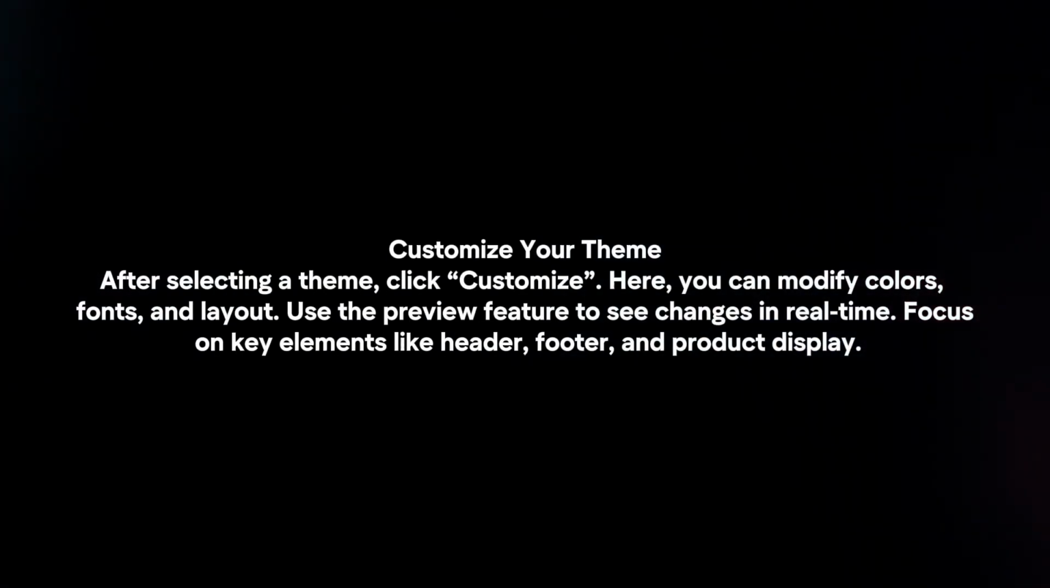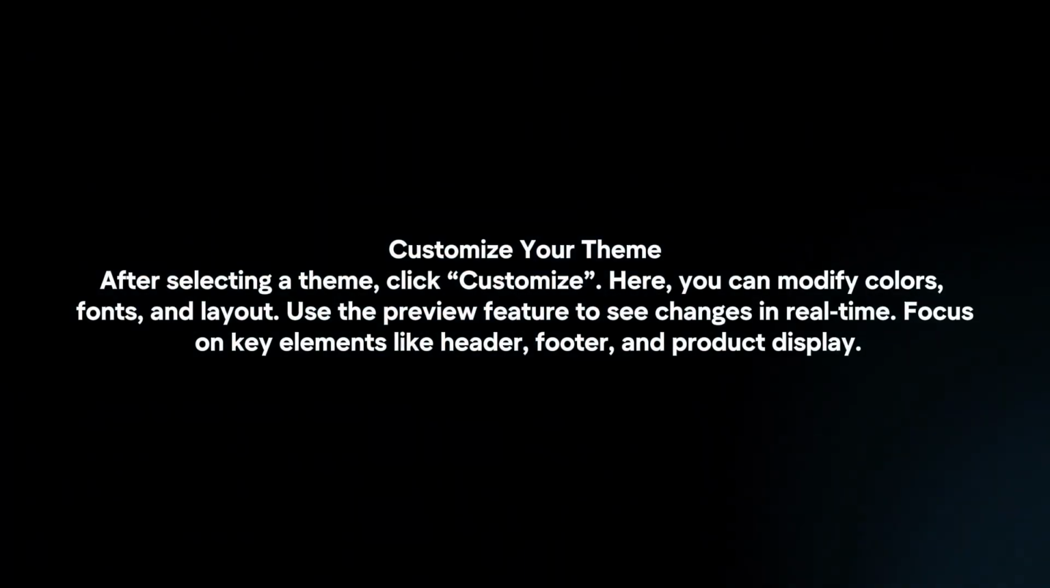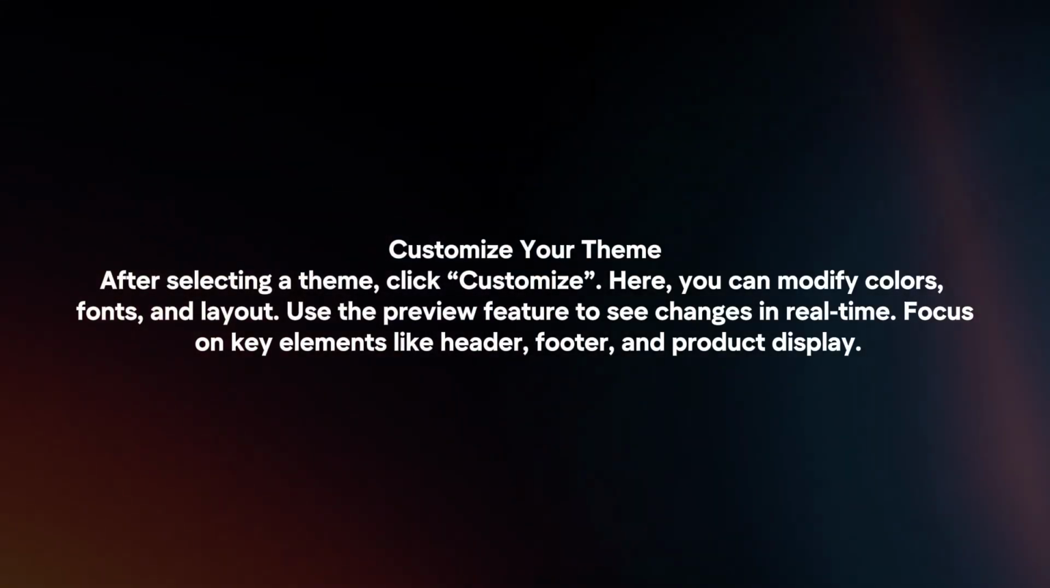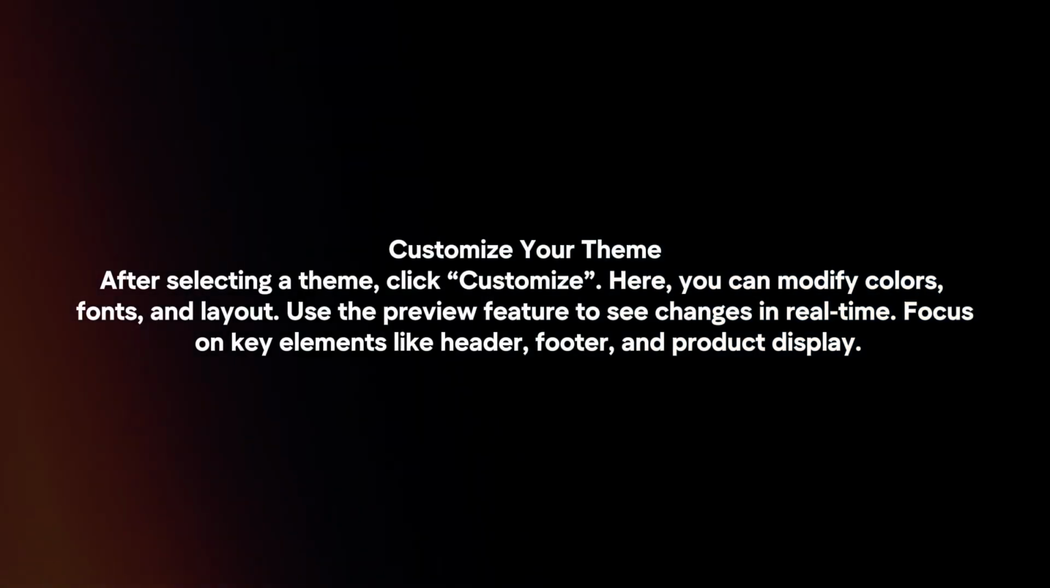Customize your theme. After selecting a theme, click Customize. Here, you can modify colors, fonts, and layout. Use the preview feature to see changes in real time. Focus on key elements like header, footer, and product display.